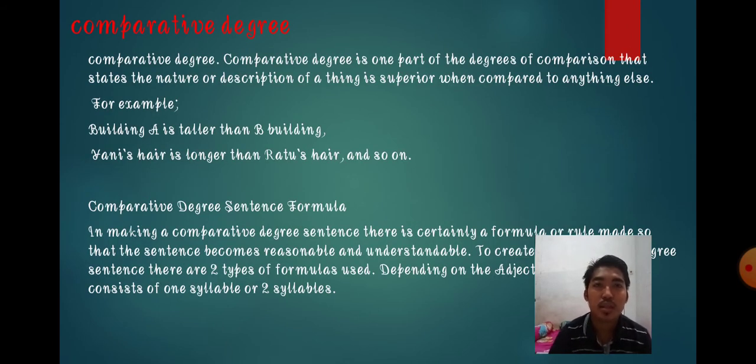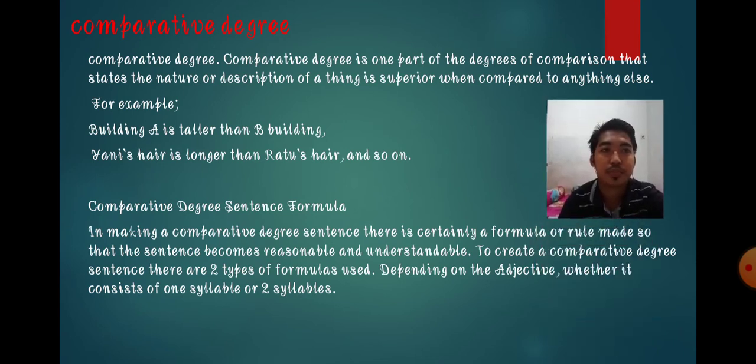And then it's the comparative degree. Comparative degree is the one part of degrees of comparison that states the nature or description of a thing is superior when compared to anything else. For example, A building is taller than B building. Yanni's hair is longer than Ratu's hair, and so on.